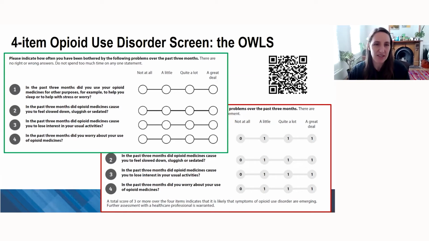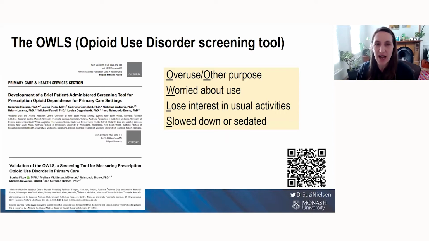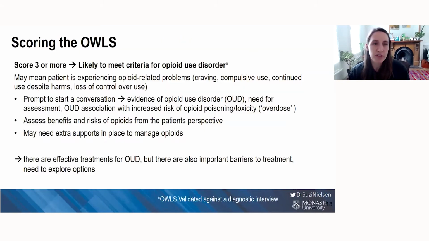So that's the OWLS. The 4 domains in the OWLS are overuse or using opioids for other purposes, being worried about your own opioid use, losing interest in usual activities, and feeling slowed down, sluggish, or sedated. And again, there are references for those tools, and you can download them as well. To score the OWLS, essentially, if people endorse 3 out of 4 of those criteria, they are very likely to meet criteria for opioid use disorder. And we validated this using a diagnostic interview.